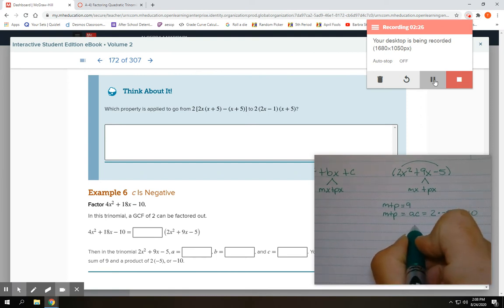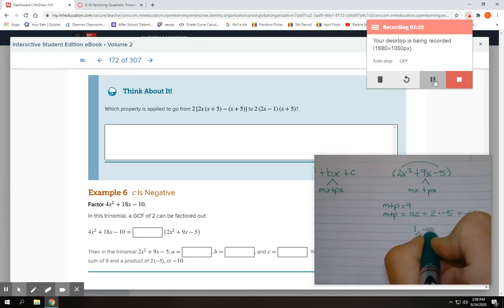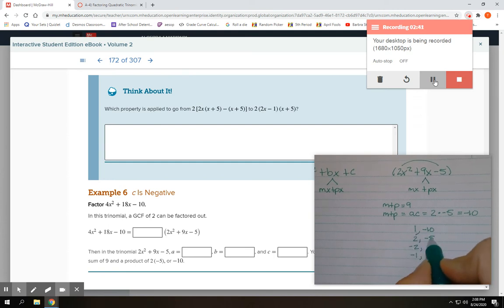So we know we're going to have 1 and negative 10, 2 and negative 5, negative 2 and positive 5, negative 1 and 10. All of these multiply to give us negative 10, but which one's going to add to give us positive 9? Well, when we add these ones together, we get negative 9. So we don't want that one. When we add these together, we get negative 3. So we don't want that one. This one gives us positive 3. And this one gives us positive 9. So we want to break this up into negative 1 and 10.